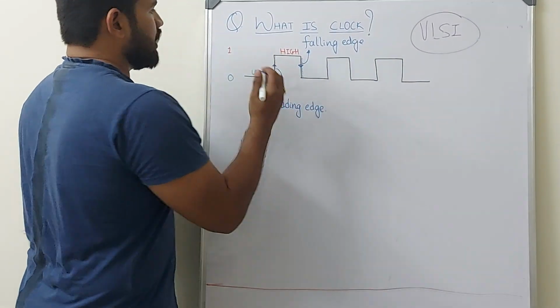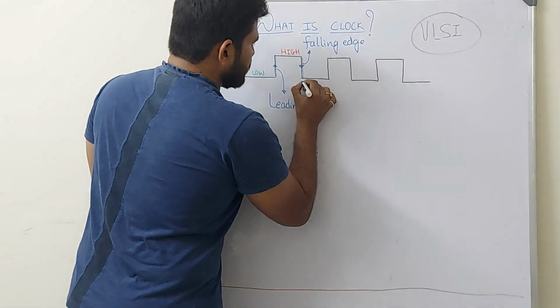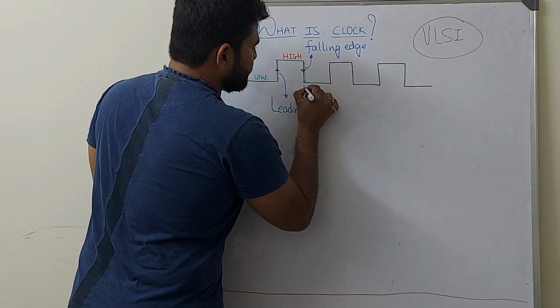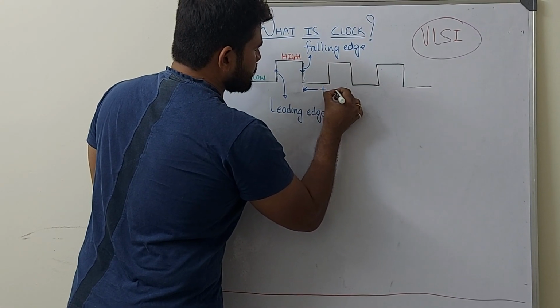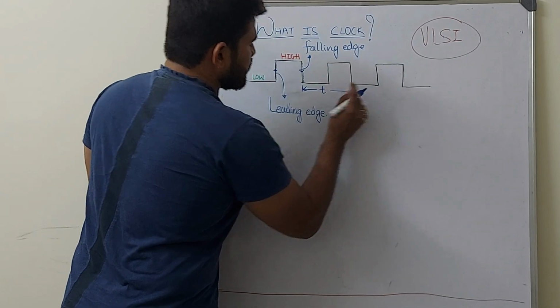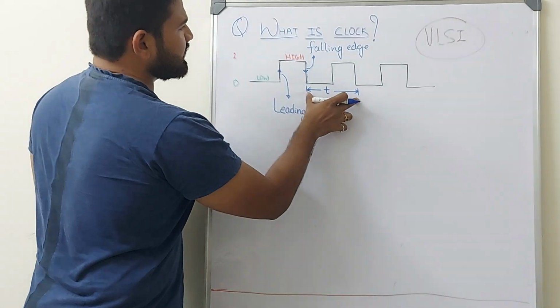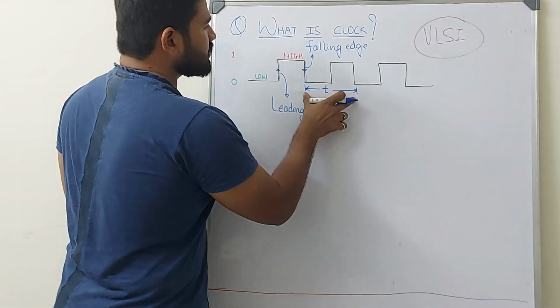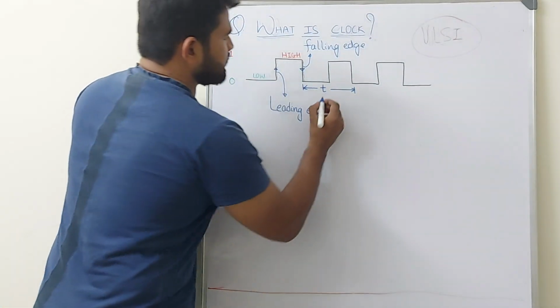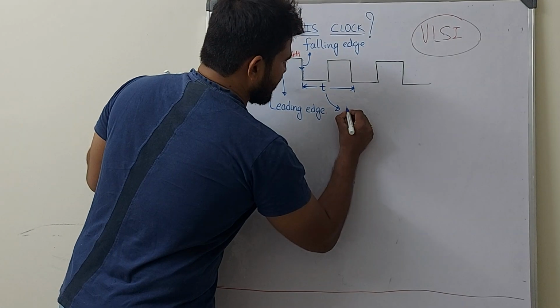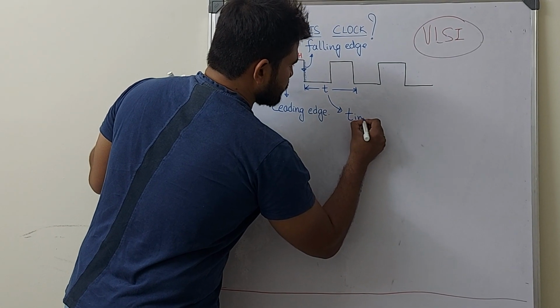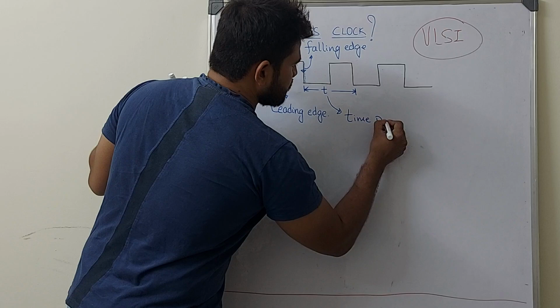Also one more thing. So what is time period? Suppose the time after which the clock repeats, you can see the same pattern is repeated over here. So this period is called the time period of the clock, or period of the clock.